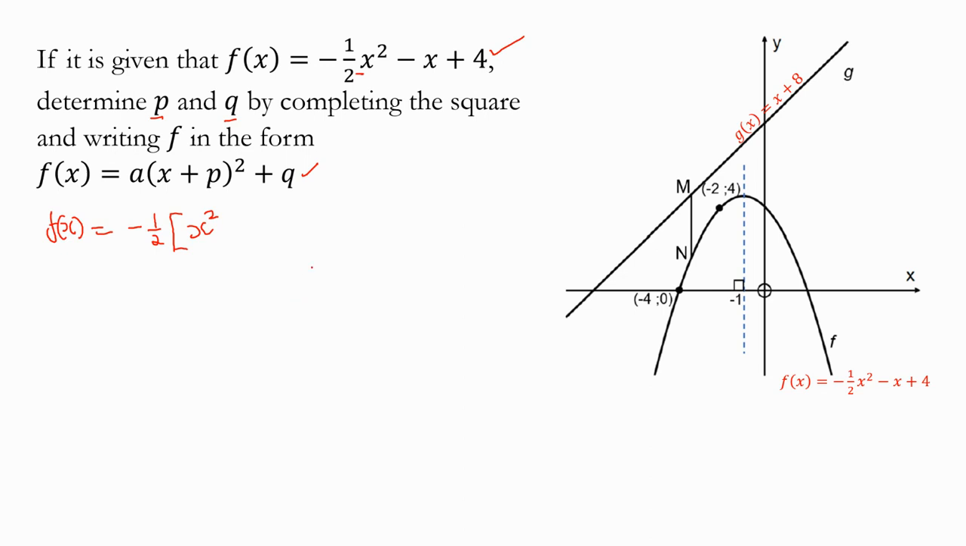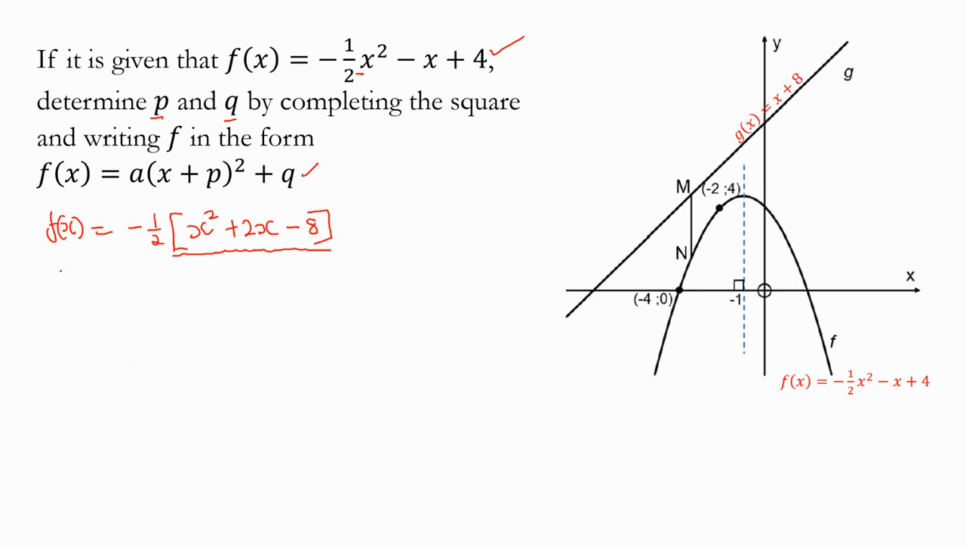And then what is negative 1 divided by negative half? That should be positive 2. Then we have positive 2x. And then what is 4 divided by negative half? It is going to be negative 8. And then we have factored out negative half. And then we're going to complete the square. We're going to do the process here in what is inside the bracket.